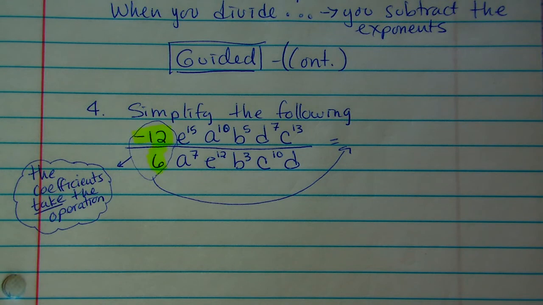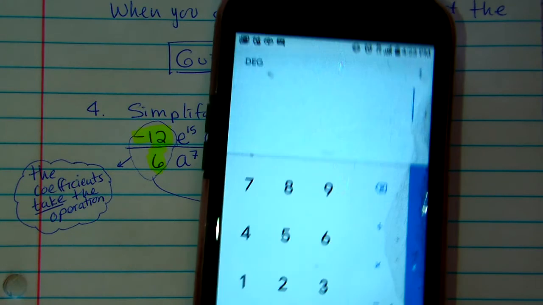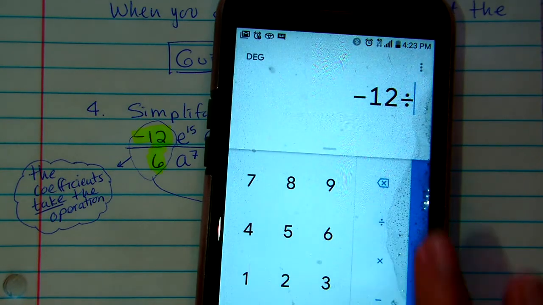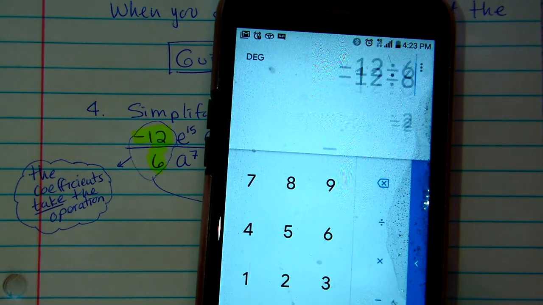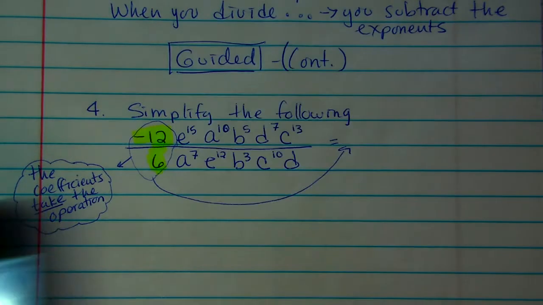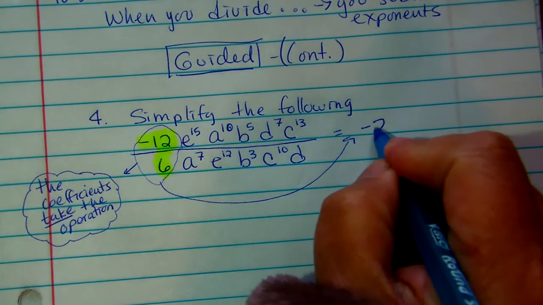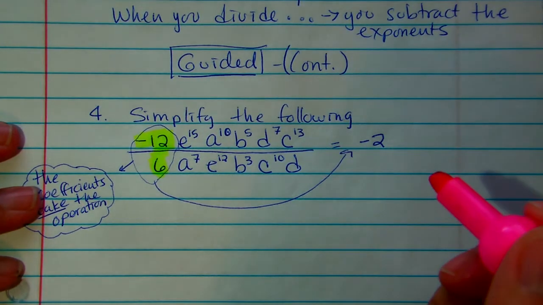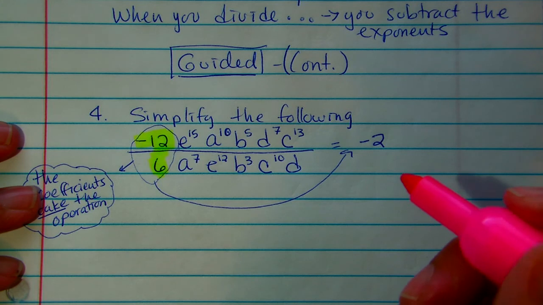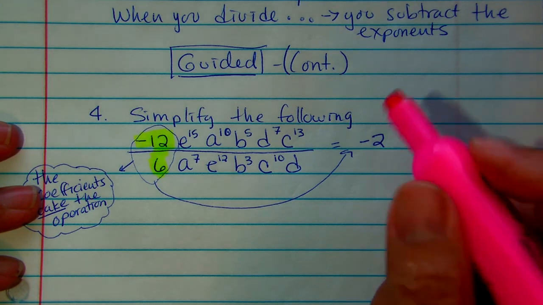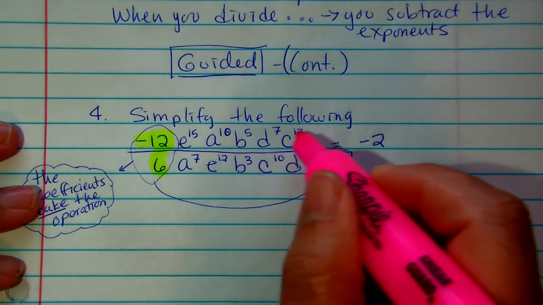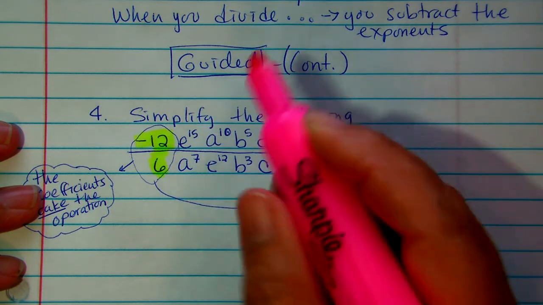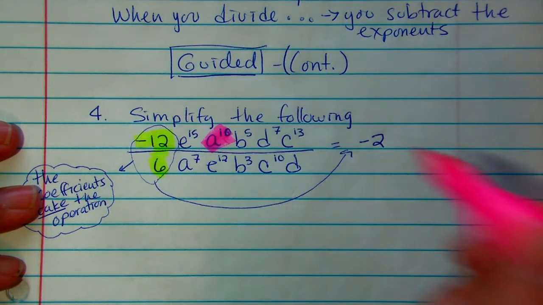So let's see. I can use the phone calculator and I'm going to put negative 12 divided by 6. And the answer is negative 2. So I'm going to put the answer right here. Now let's go with the letters. Remember, we're going to combine the same letters with the same letters, those are the ones where we do the operation of the laws of exponents. So here I have A, B, C, D, but they're scrambled, okay? They're not in order. So I'm going to begin with letter A, in alphabetical order.